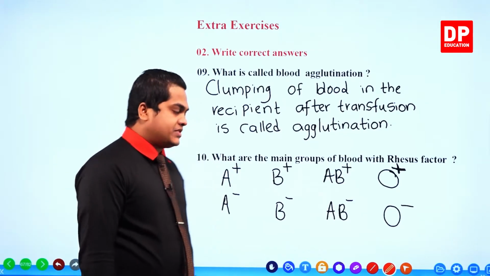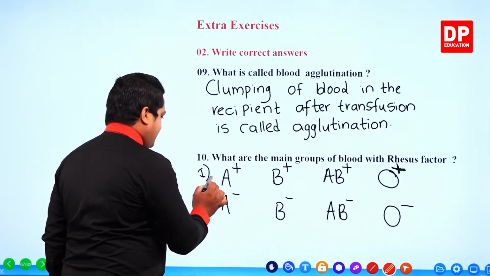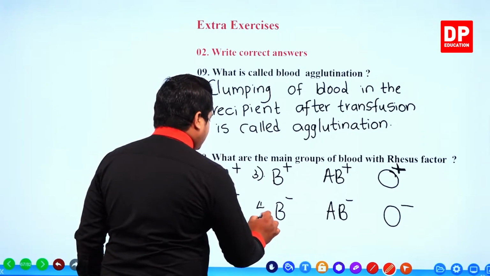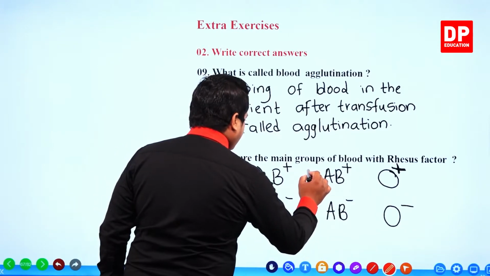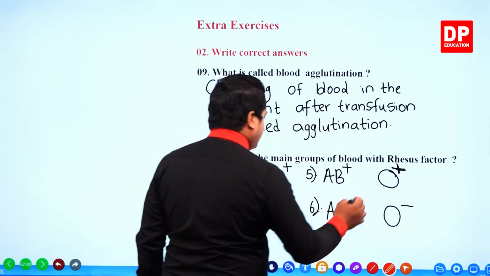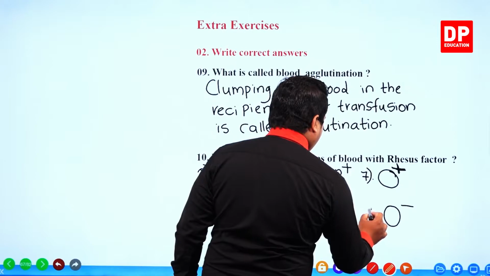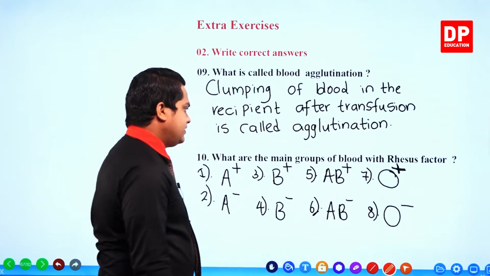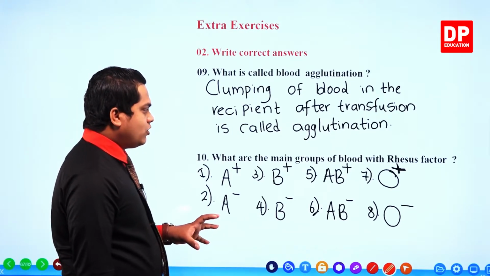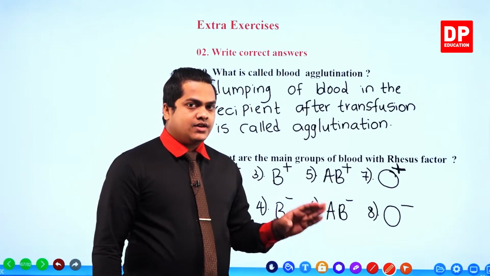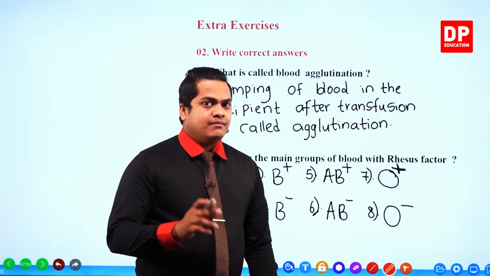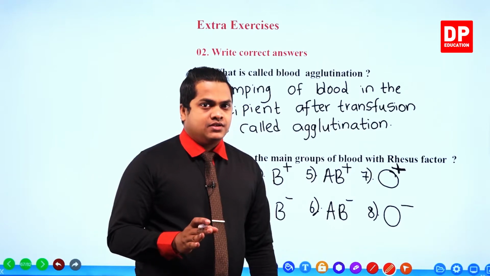The 8 blood groups are: number 1, A positive, A negative, B positive, B negative, AB positive, AB negative, O positive, O negative. So these are the 8 groups of blood according to the rhesus factor and according to the main 4 groups of blood. Rhesus factor divides the blood group into 2 main parts.